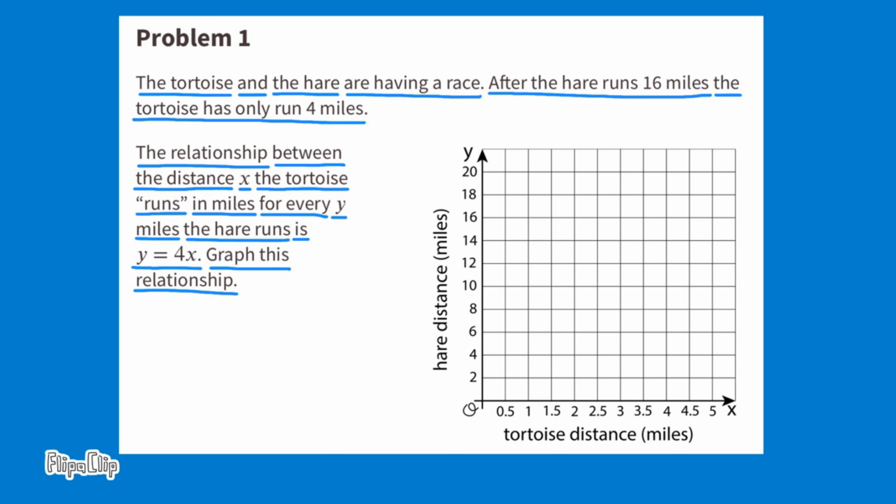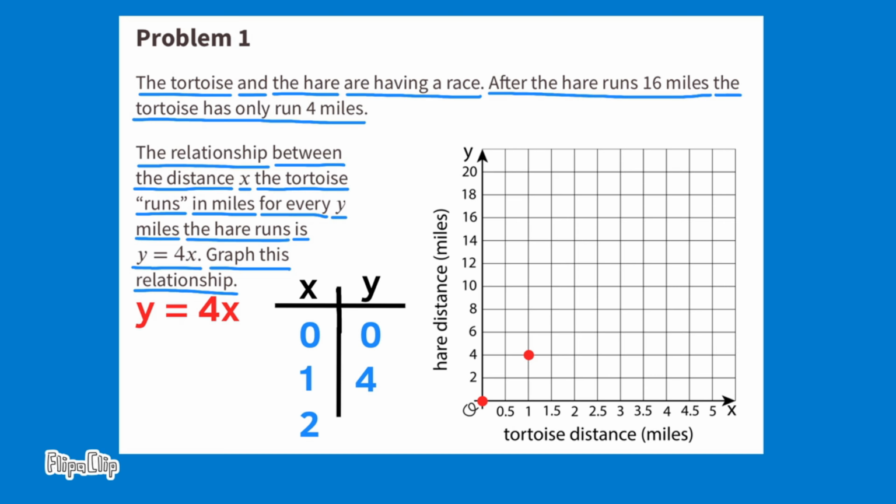First, I think I'll make a table to get some coordinates. The x value will be on the left side of the table, and the y value will be on the right side of the table. Remember, all the y values will be 4 times greater than x. What's 4 times greater than 0? 0. What's 4 times greater than 1? 4. What's 4 times greater than 2? 8. If you look closely, you can see that I plotted each of these sets of coordinates, and they all fall on this line. The horizontal axis, or the x-axis, represents the distance that the tortoise runs in miles, and the vertical axis, or the y-axis, represents the distance the hare runs in miles.